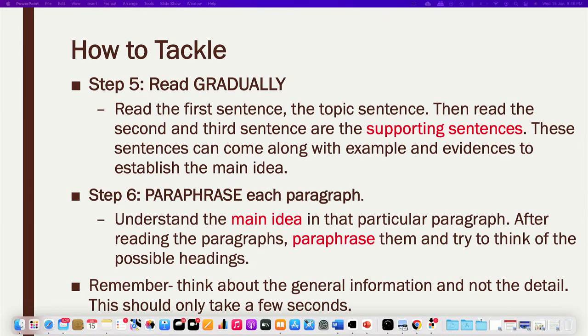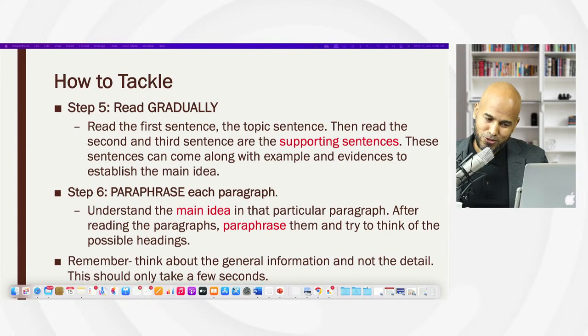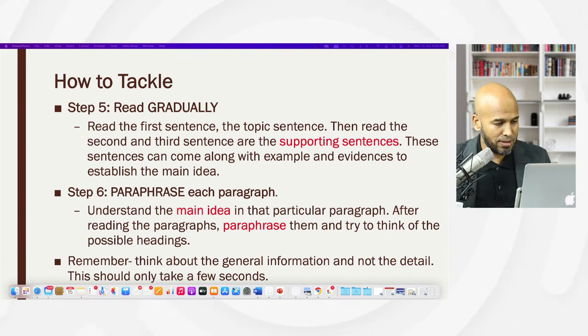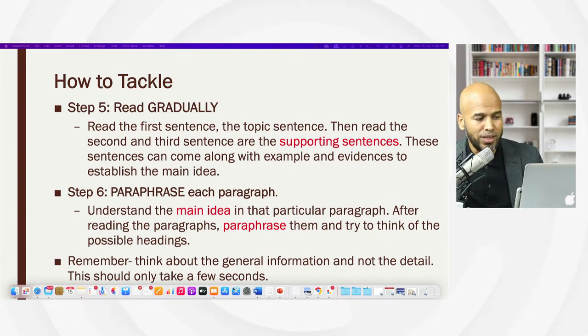So, step number five, read gradually. As I said before, I actually overlapped the step. I was a bit excited about it, because many of the YouTube professors are saying something. It's their approach. I'm not going to say that it's wrong, but it's maybe their approach. So read gradually. Read the first sentence, the topic sentence, then read the second sentence and the third sentence. Those are the supporting sentences. These sentences can come along with examples, examples that will give you some idea, and the evidences to establish the main idea.